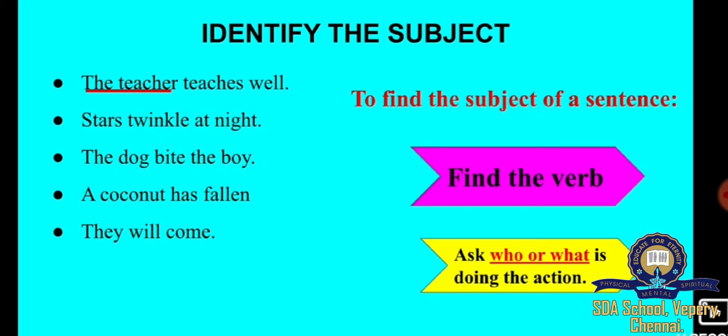And the next sentence, stars twinkle at night. So here what is the verb? Yes, twinkle. Here twinkle is the verb. So if I ask who twinkles at night or what twinkles at night, the answer is stars. So here the stars is the subject.